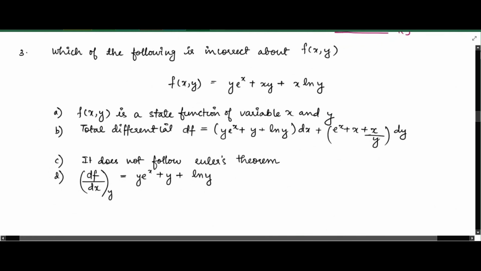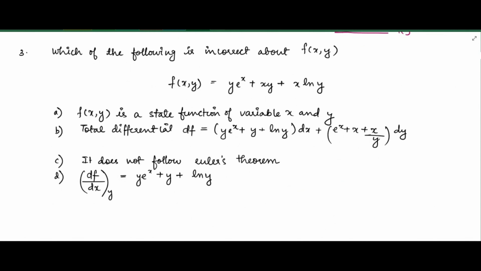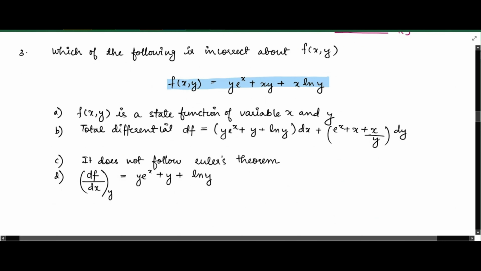Which of the following is incorrect about the function f of xy, which is equal to something is given to you? Okay. അപ്പൊ നിങ്ങൾക്ക് ഒരു എക്സ്പ്രഷൻ തന്നിട്ടുണ്ട് of f of xy and you have to say which of the statement which is given to you is incorrect. ഏതാണ് incorrect എന്നാണ് ചോദ്യം. So you read the options first of all.